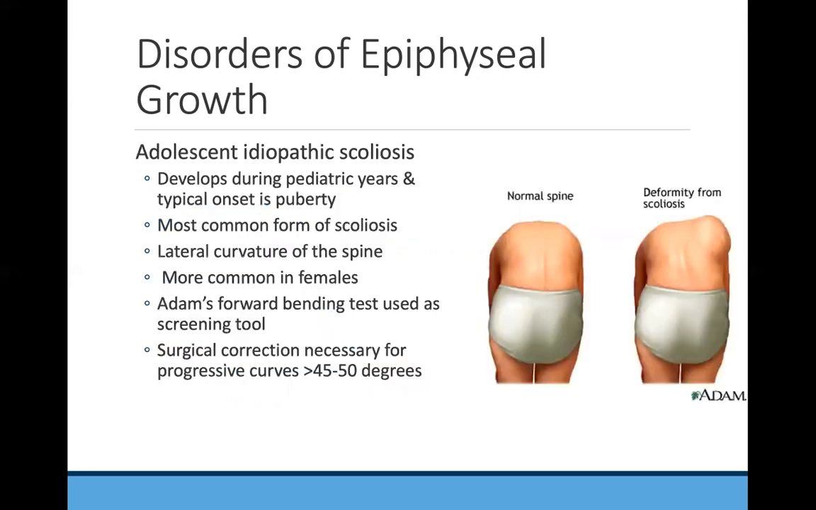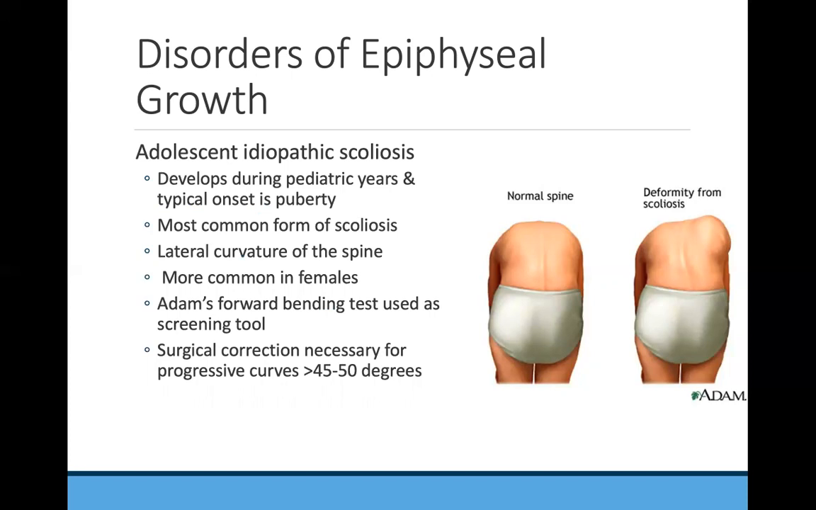Another disorder of the epiphyseal growth includes adolescent idiopathic scoliosis. This develops during pediatric years, and onset we typically note in puberty. It's the most common form of scoliosis, which is just a lateral curvature of the spine. Here we see that it's going to be more common in females.